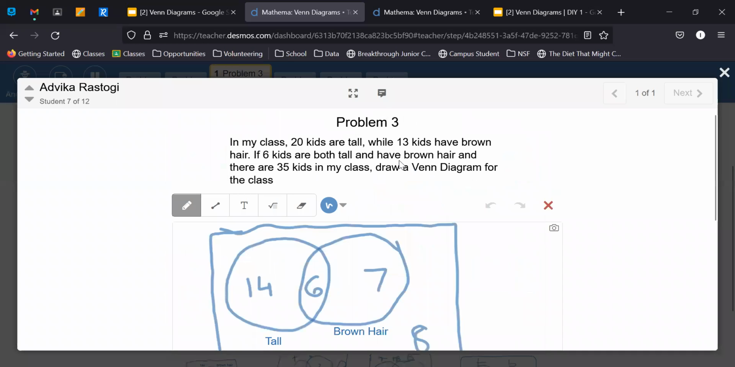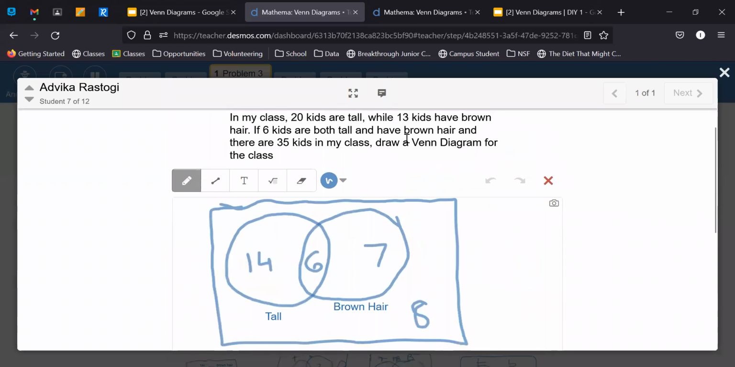So okay, I liked Advika's Venn diagram. So we know that the 6 kids are both tall and have brown hair, right? And we know that there are 20 total tall kids. So if the 6 is included in the 20 kids, then the kids who are tall but do not have brown hair must be 20 minus 6, right? Because they have to add up to 20. So we know that 14 and 6 add up to 20. So there would be 14 tall kids, right?